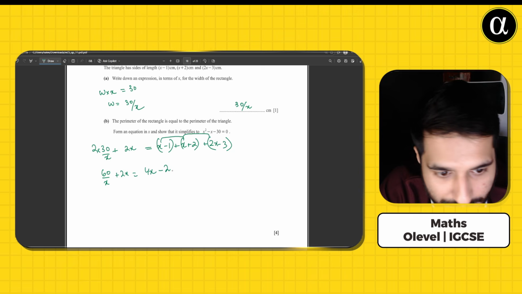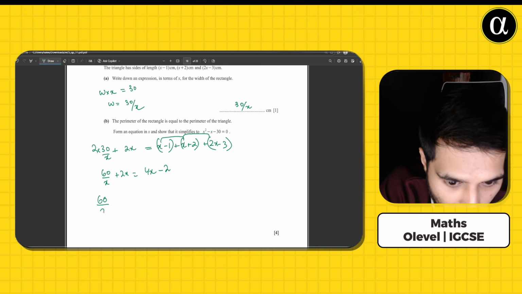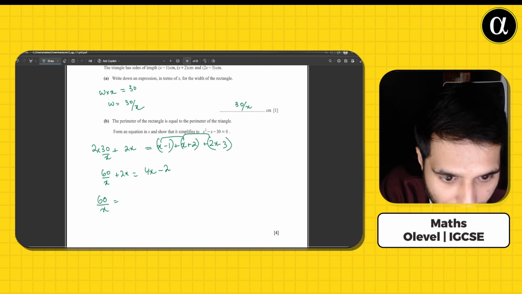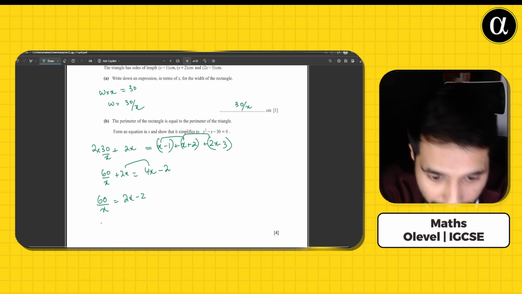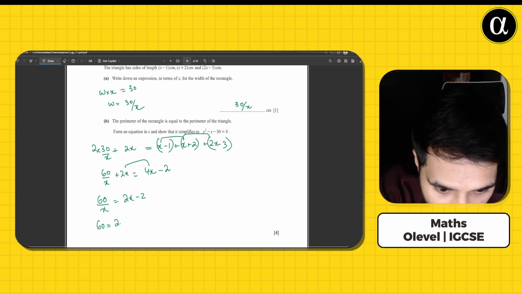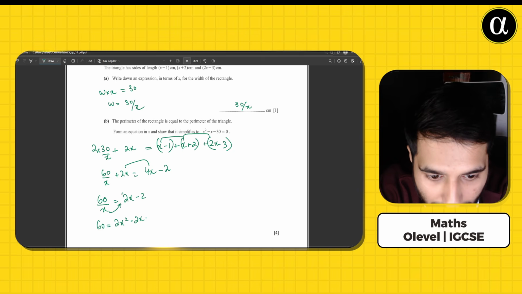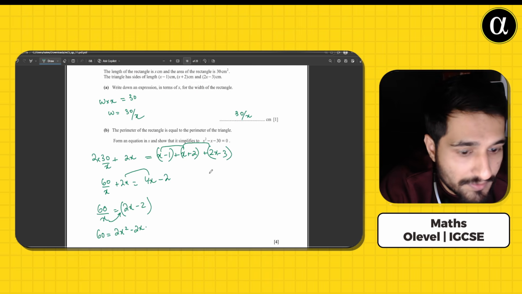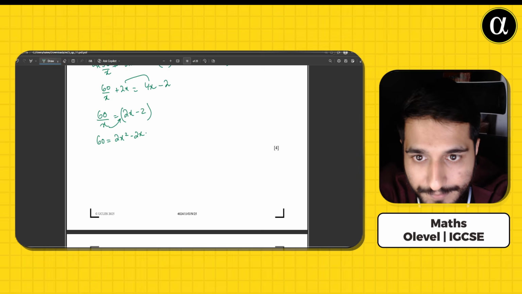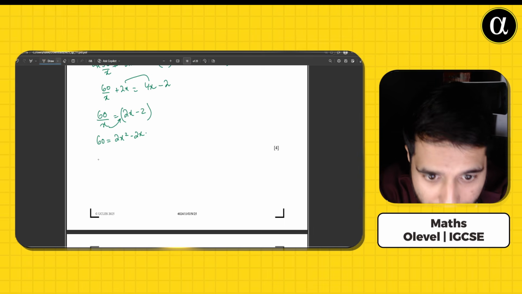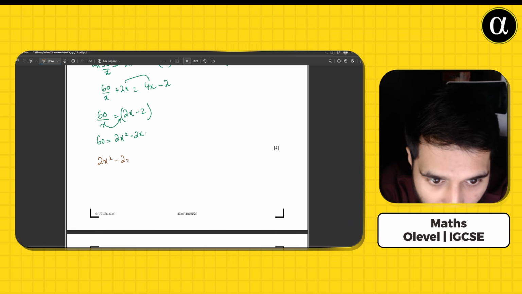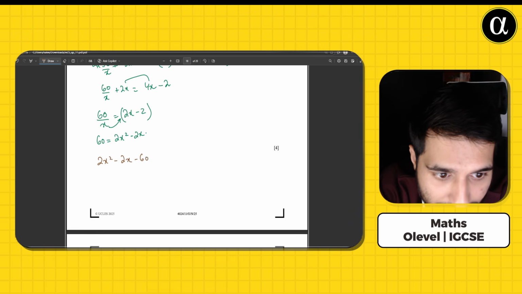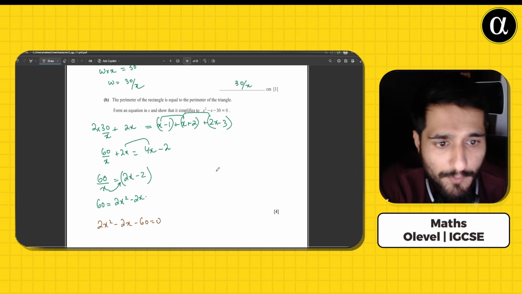So when we solve this further, this 2x is going to go on the other side. 60 over x is equal to 4x minus 2x, so this would give me 2x on this side minus 2, and when we solve this further, it's going to be 60 is equal to 2x square minus 2x, because this x will be multiplied with this whole bracket, and then this is how it's going to look. If we simplify this further, let's see if we can simplify this. We're still not able to prove it, so what we're going to do is 2x square minus 2x minus 60 is equal to 0.